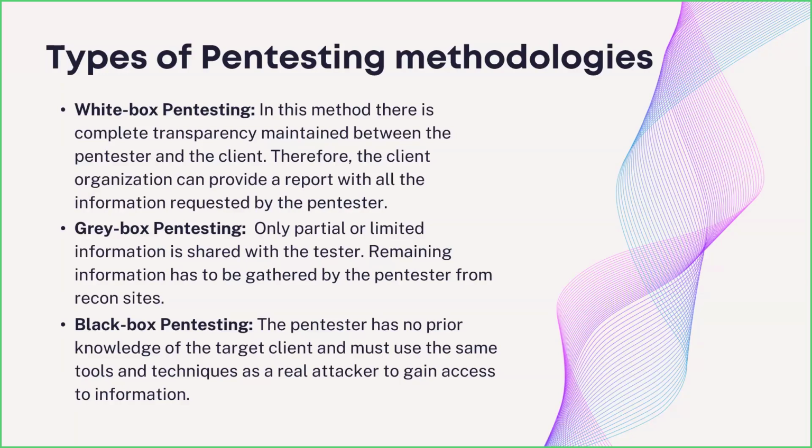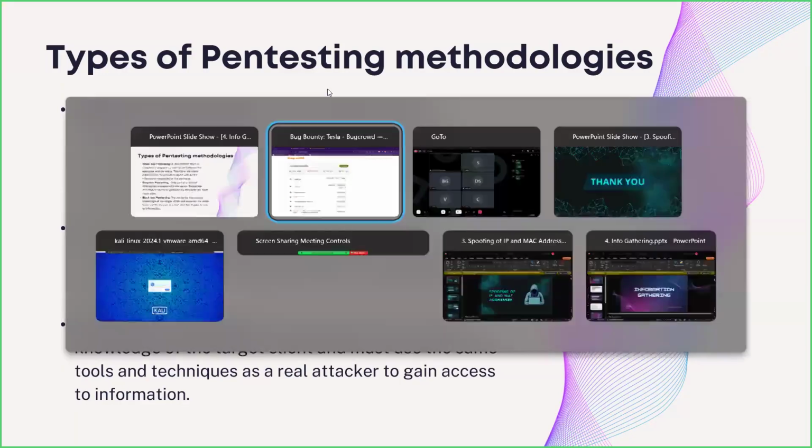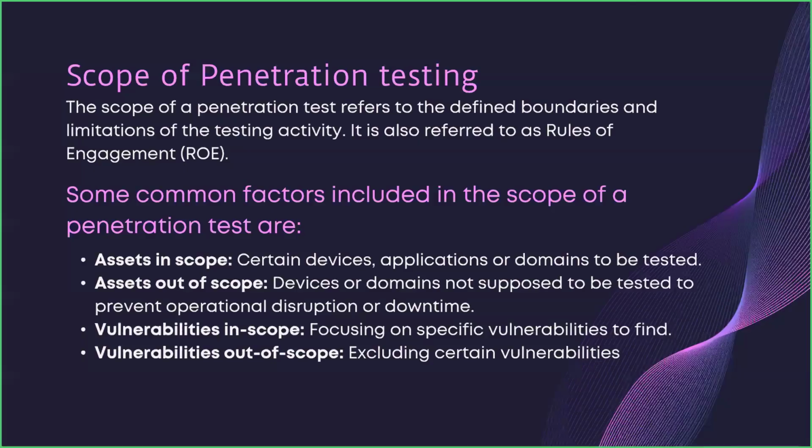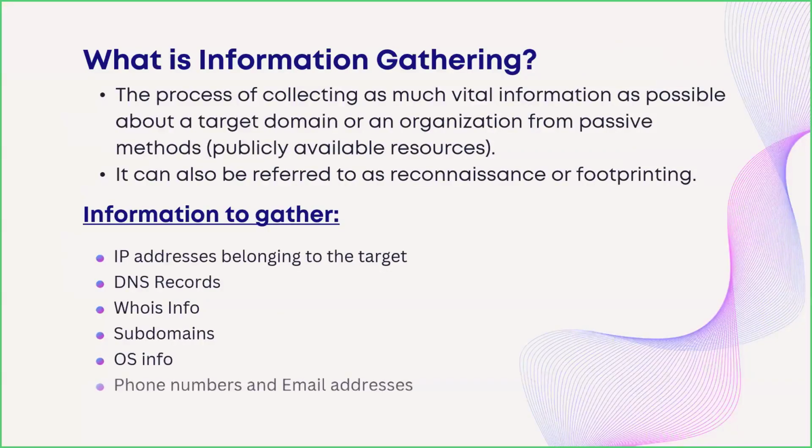No, the only thing they'll provide you is the domain name. If you take this example here, Charles, on this bug cloud website as well, the only information they're giving you is what domains you're supposed to test. From those domain names, you find the rest of the information required. I've mentioned a few slides ago what information you're supposed to find: IP addresses, DNS records, whois info, subdomains, operating system info, phone numbers, and email addresses. This is all the information to be obtained from the information gathering procedure, or again, reconnaissance. Is that clear?